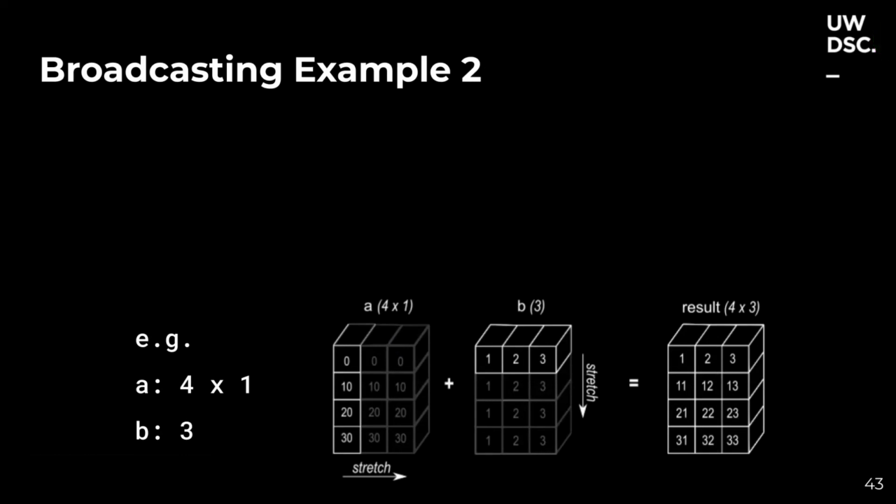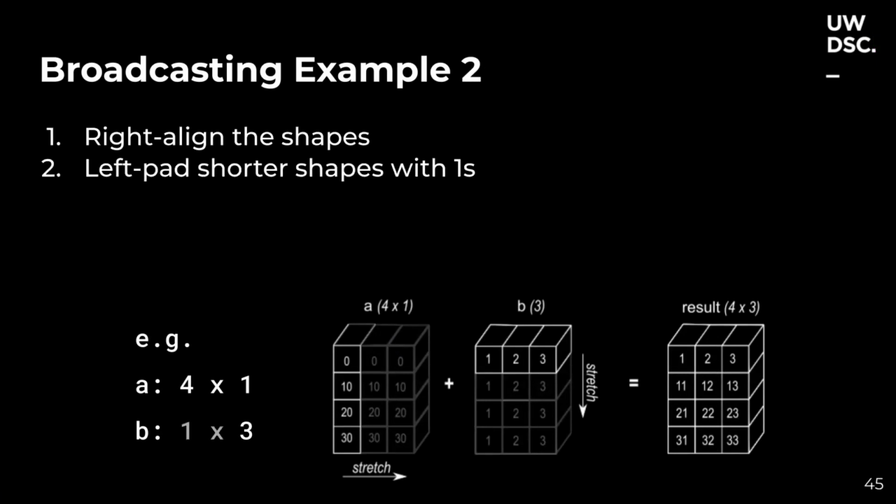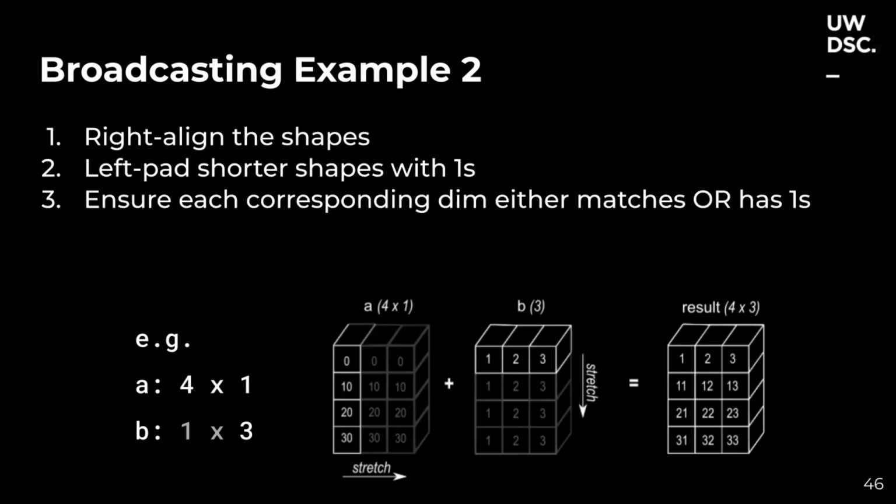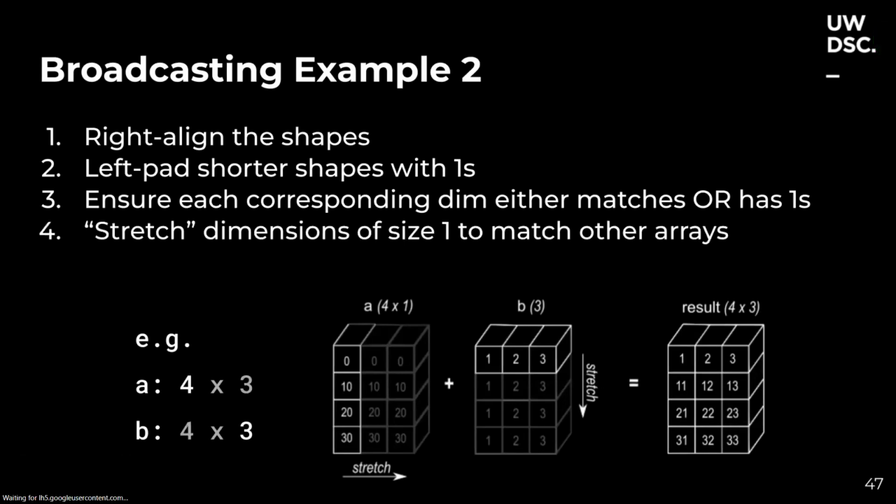We go through all the normal steps. Step 1 is right align the shapes. And so now they're right aligned. Step 2, we left pad the shorter one with 1s. B once again was the shorter one, so we left pad it with 1s. Step 3 is we have to ensure that all these corresponding dimensions either match or have 1s. Here, for example, we have 1 and 3, totally fine, and 4 and 1 are totally fine as well.